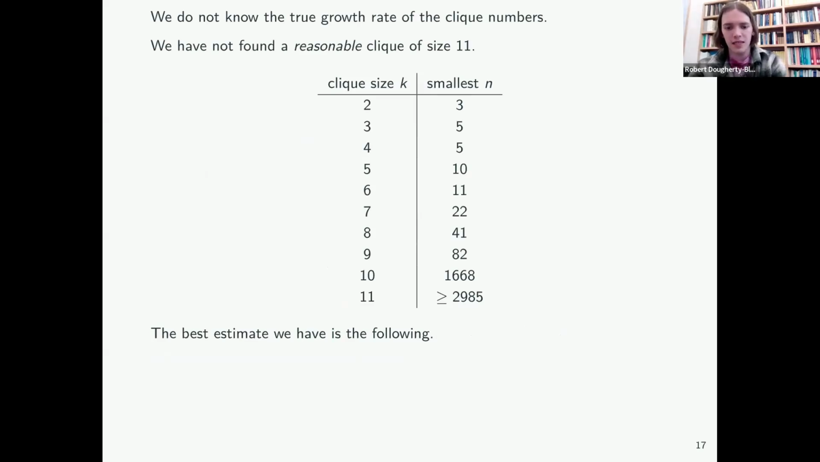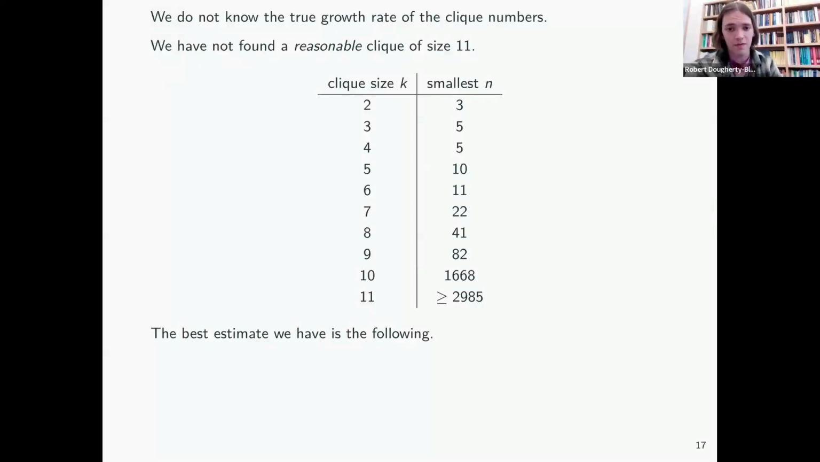So here's a table that tells you, for a given clique size, what is the smallest degree that produces a clique of that size. If you just look at the first couple of rows, you start to convince yourself that you can spot a pattern. You see 5 times 2 is 10, 11 times 2 is 22, 41 times 2 is 82, but then the pattern becomes a little unusual after that, because there's this enormous jump at clique size 10 from 82 up to 1668. That was the first dot of size 10 in the plot before.